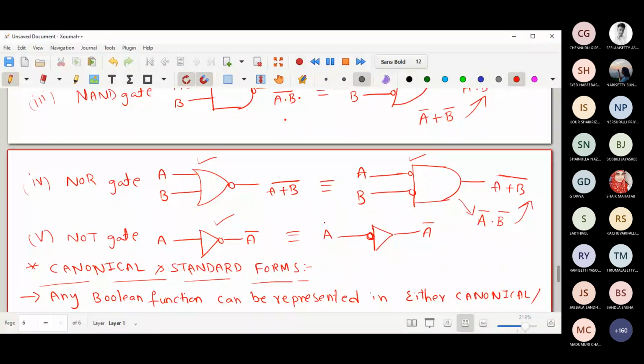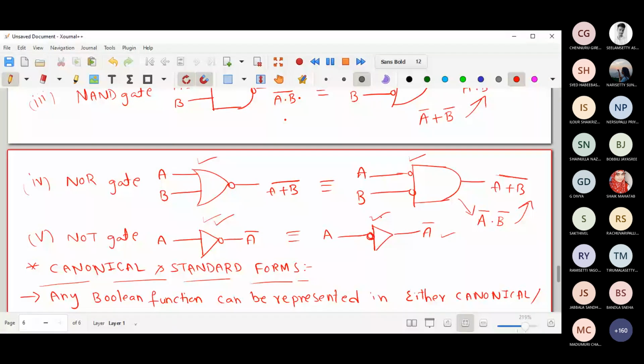Okay, for the input A, if you place a bubble at the input, it is A bar itself, right? You can represent a NOT gate like this or like this. Here the logic gate symbol changes, but the function remains the same. So this is one small topic regarding alternate logic gate representation.